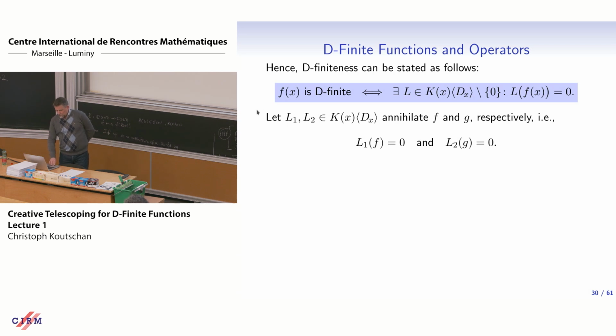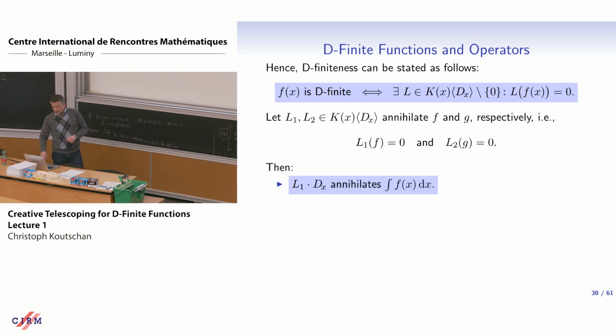So now let me restate certain facts that we have seen in the language of operators. So assume we have two D-finite functions, f and g. That means we have two operators, L1 and L2, that annihilate them. Then if we want to study the antiderivative of f, this is annihilated by the operator L1 times Dx. And it's important that we have this factor Dx on the right side and not on the left side, then it would be something different. So we first want to differentiate, then we get f, and then we apply L1 and we get 0.